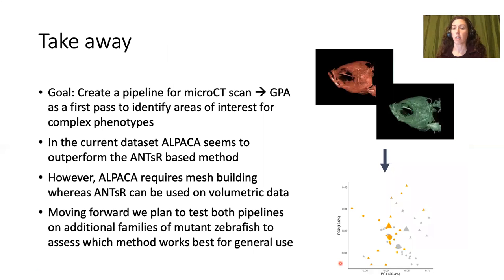The goal of this project is to develop a pipeline that will allow researchers to scan complex phenotypes to identify areas of greatest variation. In the current dataset, the ALPACA pipeline seems to slightly outperform our ANTs-based method, though ALPACA does require an extra step in building 3D meshes from the volumetric data. Moving forward, we plan to test both pipelines on additional families of mutant zebrafish to assess which methods would work best for general use.